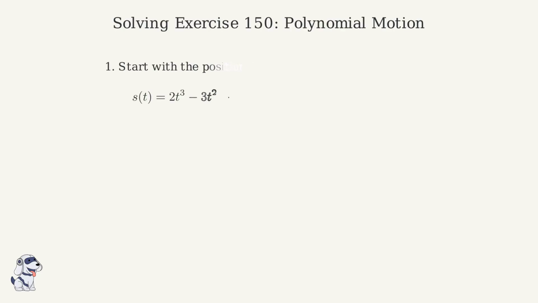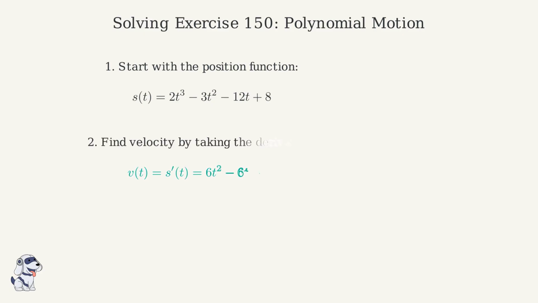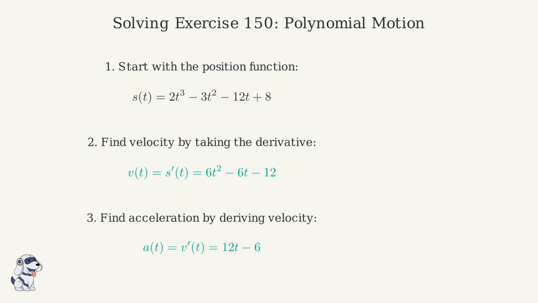Let's look at a classic polynomial motion problem. We are given the position function s of t equals 2t cubed minus 3t squared minus 12t plus 8. To find the velocity, we take the derivative of the position function. Using the power rule, we get 6t squared minus 6t minus 12. Now, for acceleration, we differentiate the velocity function. That gives us 12t minus 6.